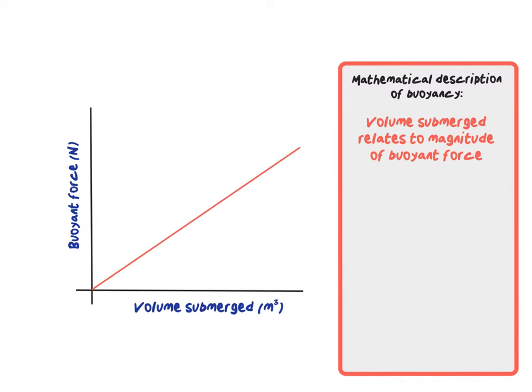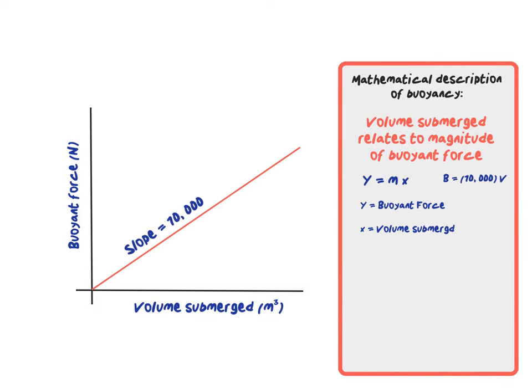Now, from mathematically analyzing this linear graph, I know that I would use a general form y equals mx to represent the graph from an equation standpoint. Here, of course, y is buoyant force, x is volume submerged, and the slope that I got from collecting data from the simulator was 10,000.